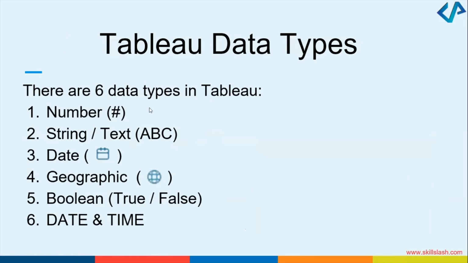Maybe number, you can give an example, roll number. String, what should be the example of this? Date, what is the example? What can be an example of geographic? Boolean, date and time. Can you put it in the chat, please? 6 examples. Number could be ID, anything. I'm waiting for you. Put it in one part of your chat, please.